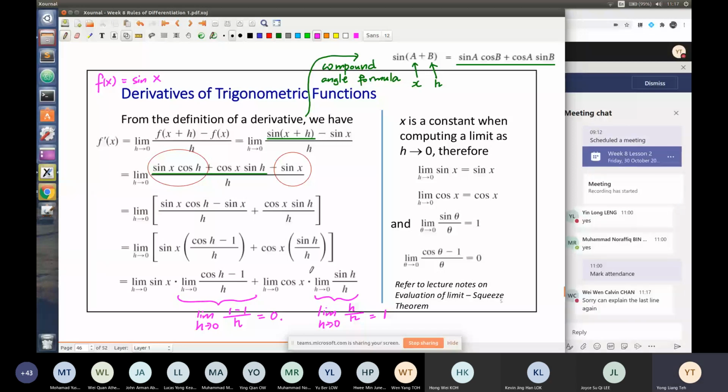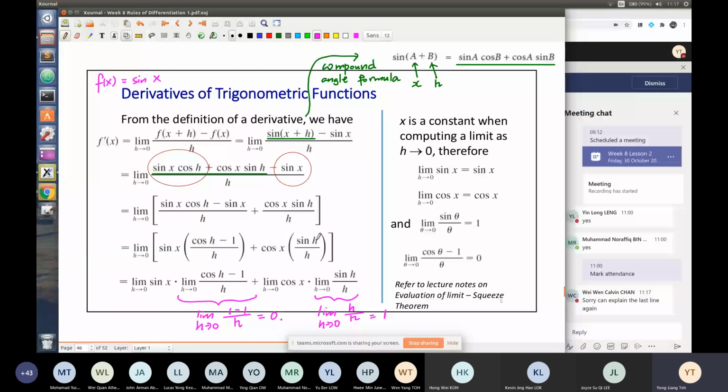Sure, Kevin. Let me explain the last line, which is this part. We need to use the squeeze theorem or small angle approximation to evaluate these two limits. At this second last line, they want to apply the limit to this entire function, so what they did is they applied the limit to each term. Four terms here, four terms here.